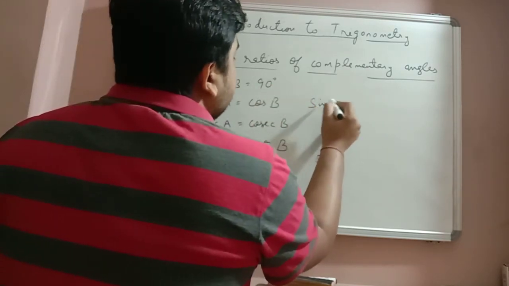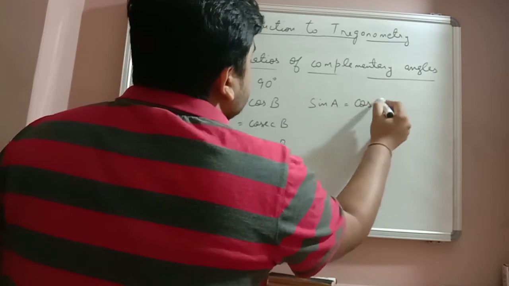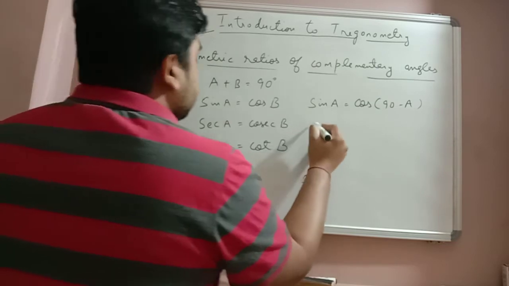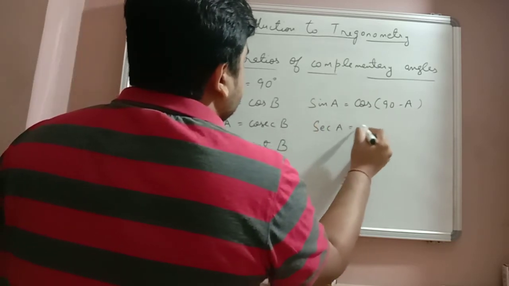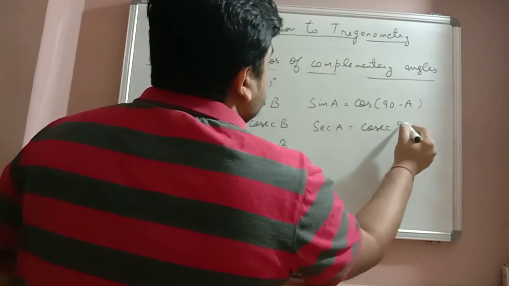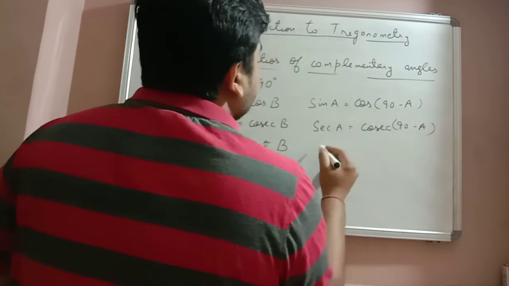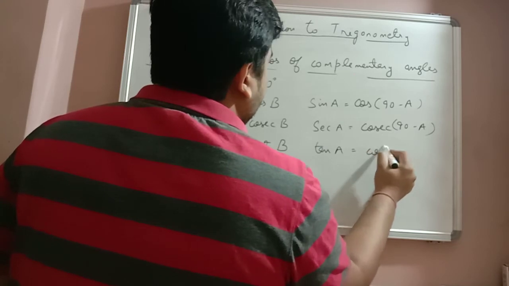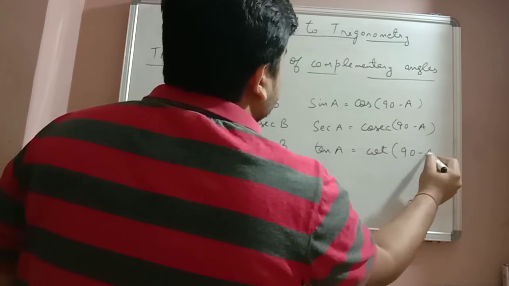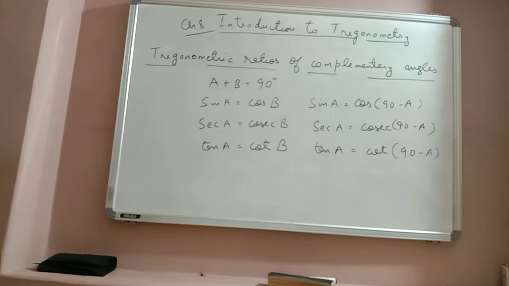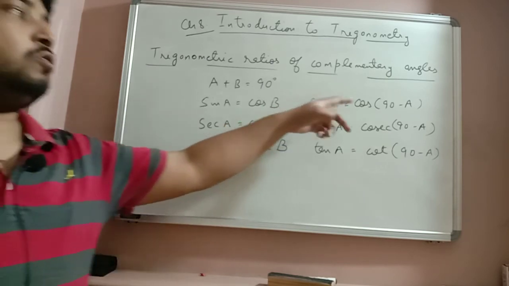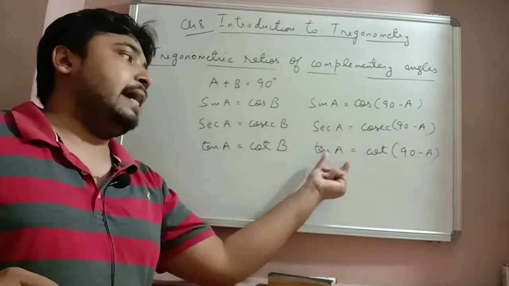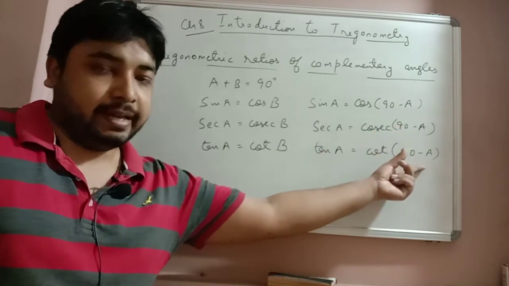I can write down sin A equals cos(90 - A), because B is 90 - A. Similarly, I can write sec A equals cosec(90 - A), and I can write down tan A equals cot(90 - A). So this is what we need to remember: sin A is equal to cos(90 - A), sec A is equal to cosec(90 - A), and tan A is equal to cot(90 - A).